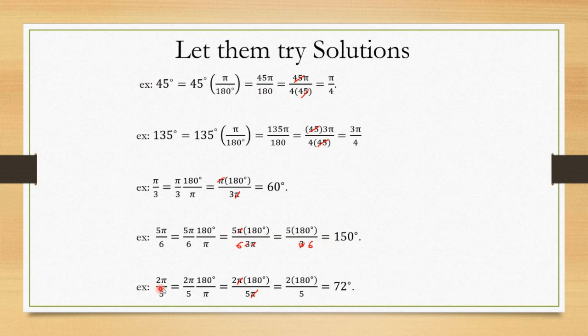Same idea here. You multiply by 180 degrees over pi because you want your answer to have degrees in it. The pi's cancel, as you can see. So we end up with 2 times 180 degrees over 5, which is 72 degrees. This I did in my calculator. But again, we multiply by 180 degrees over pi, and then the pi's cancel. And then we're left with this.